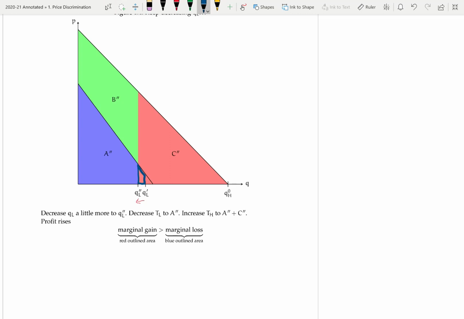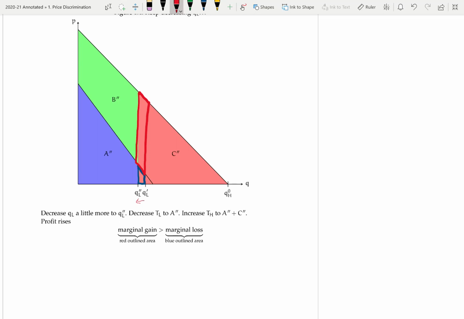What is the gain? Well, now the monopolist is going to be able to increase the price in the pair meant for consumer H. And the increase is going to be equal to this area here. So just as on the other diagram, it's this area between the two quantities and between the two demand curves. So the red outlined area is going to be a marginal gain from this marginal reduction in quantity, and the blue area is a marginal loss. And in this diagram, the gain is still much larger than the loss, so this is going to increase profit.